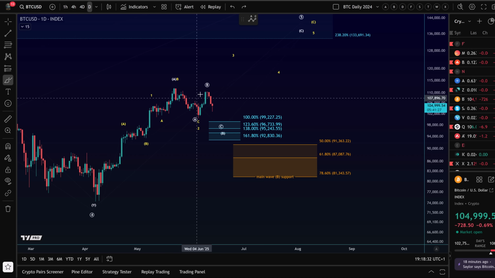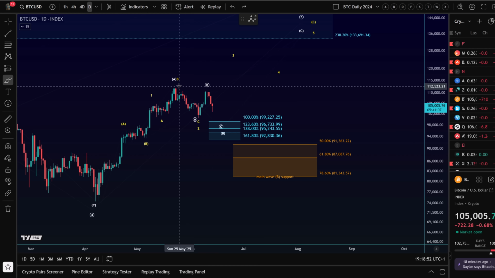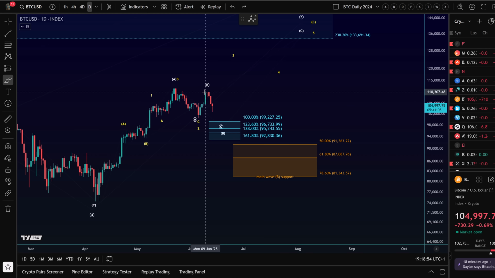But in the white count, therefore, a move down into the 99,220 to 92,830 area seems very, very likely at the moment, at least. So I explained that already earlier today, that this seems to be a very, very likely and probable pathway and scenario because we have a 5-wave move down and a corrective rally.